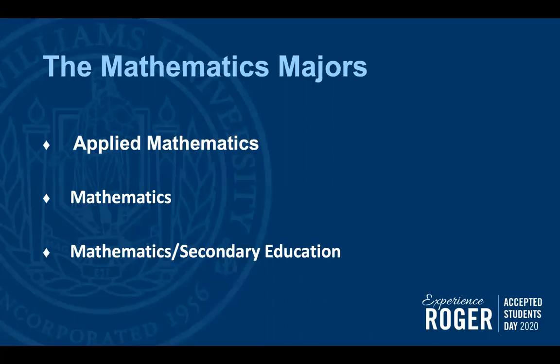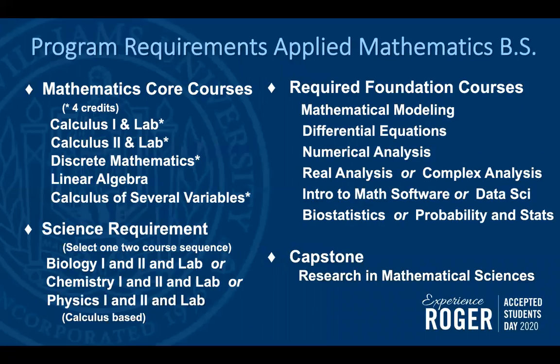The mathematics department has three majors: the applied mathematics major, the mathematics major, and the mathematics secondary education major, which is essentially a double major. The applied mathematics major has quite a few course requirements. This is the major that is the most applied in nature, and we have the coolest classes. We have an undergraduate research component that is required for all applied mathematics majors.